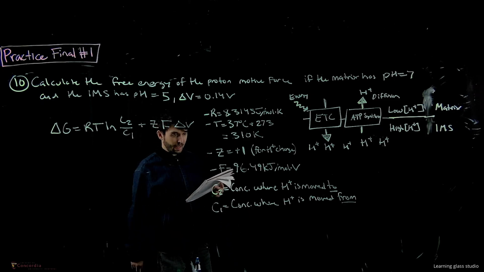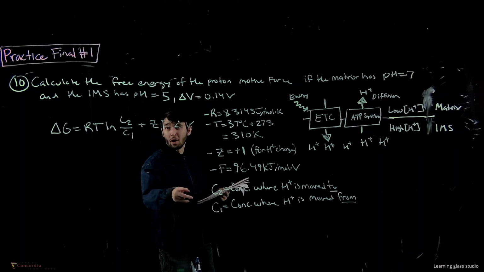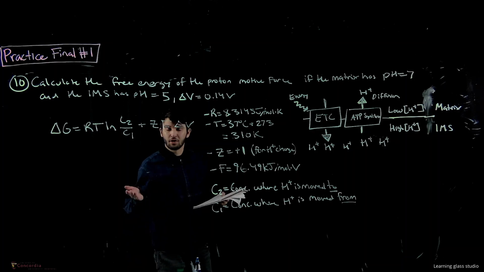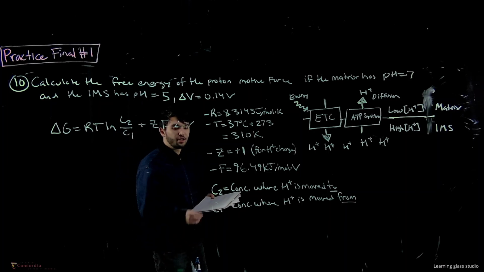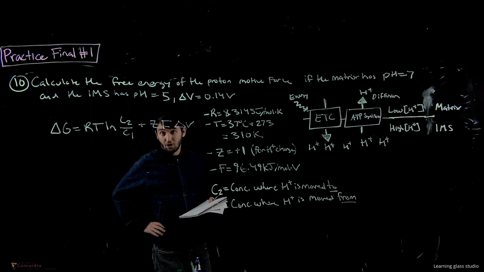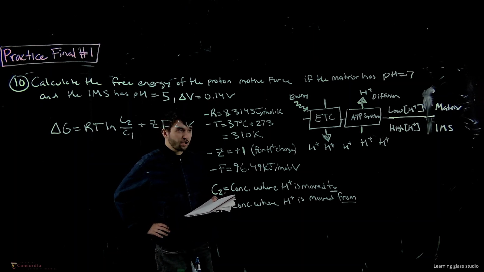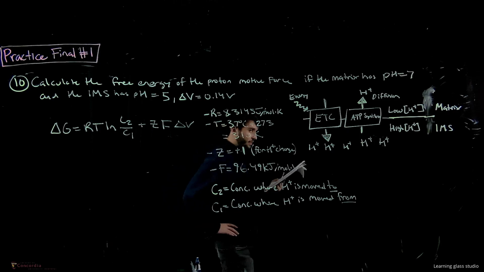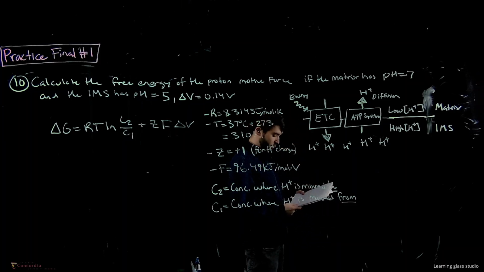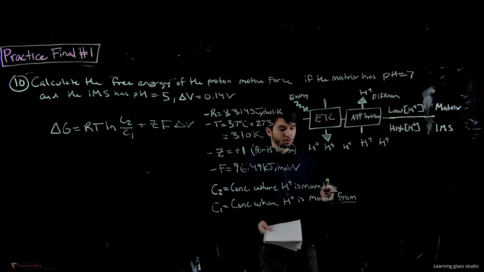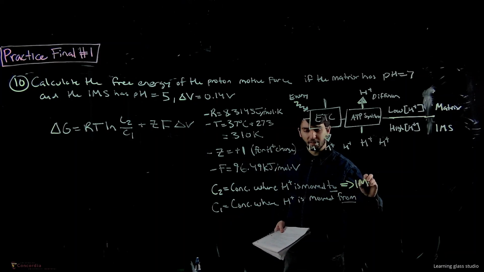And now we are left with C2 and C1. Delta V is just the voltage difference, the difference in electric potential between both sides of the membrane. C2 is the concentration of H+ where H+ is moved to. In the electron transport chain, when energy from NADH or FADH2 enters, H+ are pumped into the intermembrane space. So it is moved to the intermembrane space.